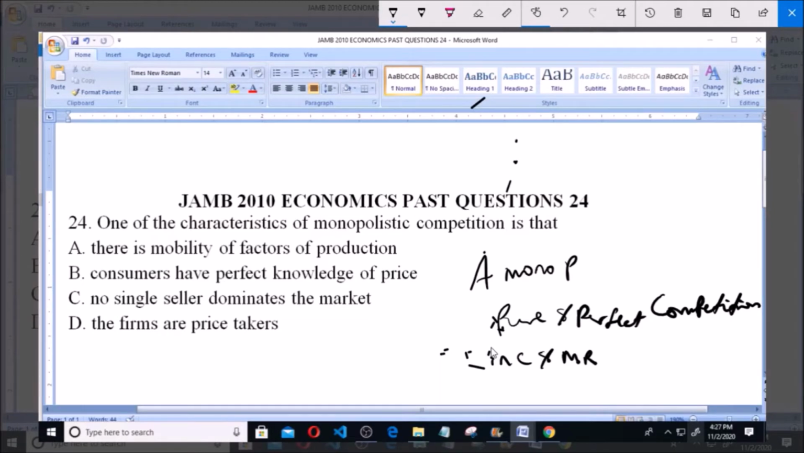So from the above characteristics, if we look at our options, option A says there is mobility of factors of production. This is wrong. Option B says consumers have perfect knowledge of price. No, they don't have perfect knowledge. Option C says no single seller dominates the market. Option C is the correct answer. Option D says the firms are price takers. No. So the correct answer is option C, no single seller dominates the market.